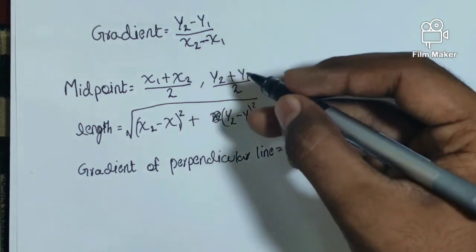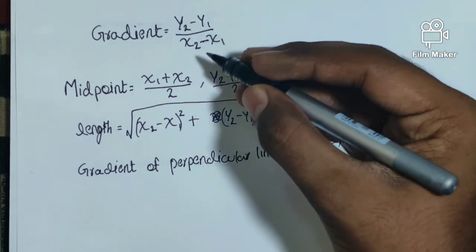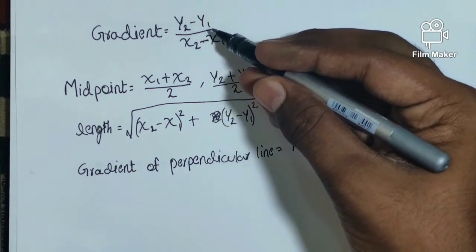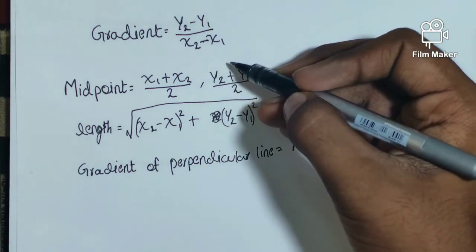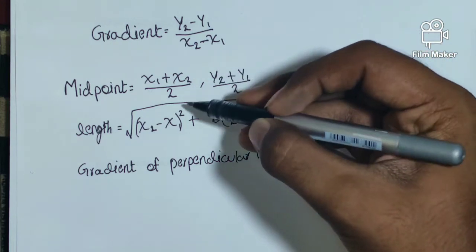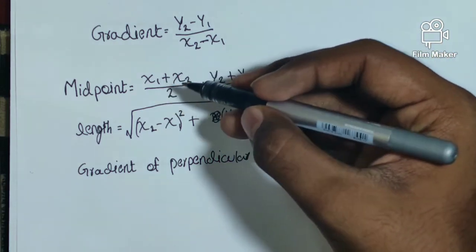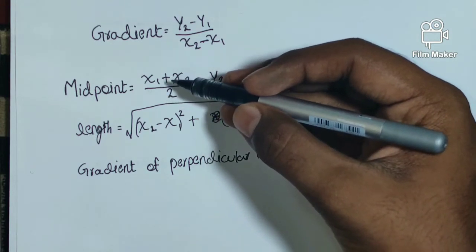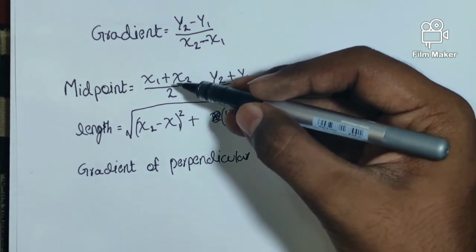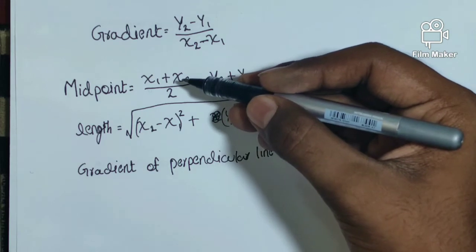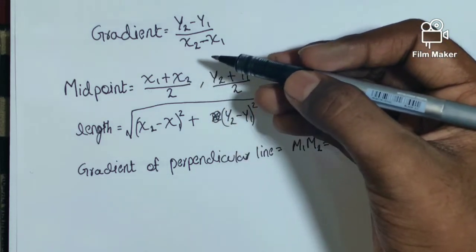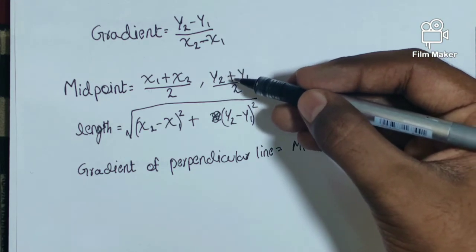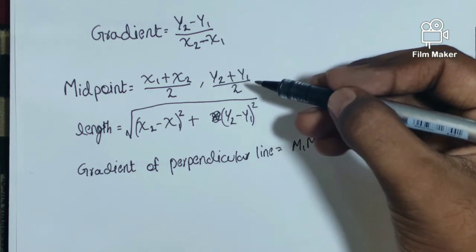If the question asks to find the gradient of any line, we will use this equation, which is y2 minus y1 divided by x2 minus x1. And if the question asks to find the midpoint of any line, then for the x coordinate we'll use this formula, which is x1 plus x2 divided by 2. And for the y coordinate, we'll use y2 plus y1 divided by 2.